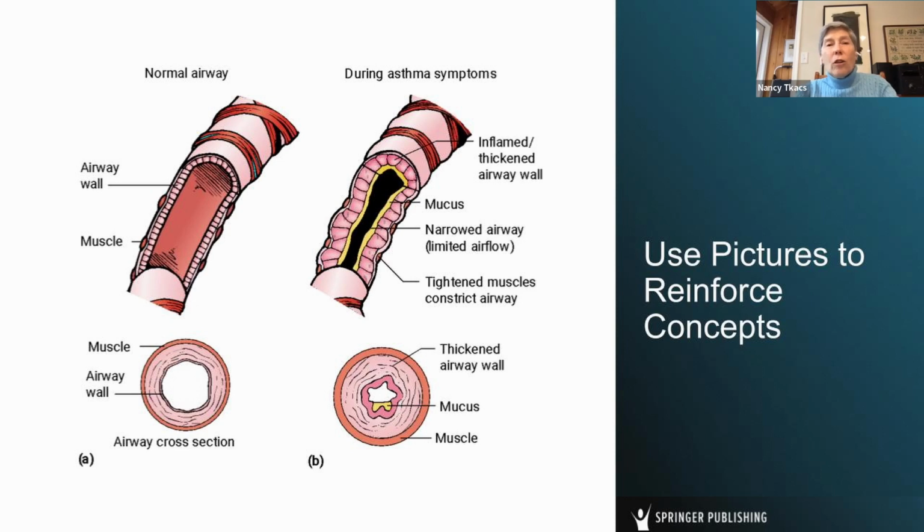Throughout the teaching, we like to use pictures to reinforce the concepts that we're talking about. So showing a picture of a normal airway and an airway during asthma symptoms, where you have the airway being narrowed by the thickened and inflamed airway wall that's full of inflammatory cells and mediators, excess mucus production, and of course, the contraction of bronchial smooth muscle constricting that airway.